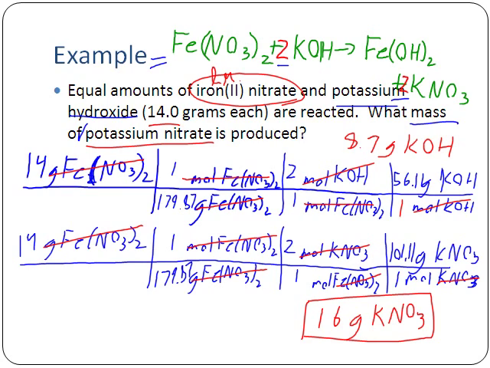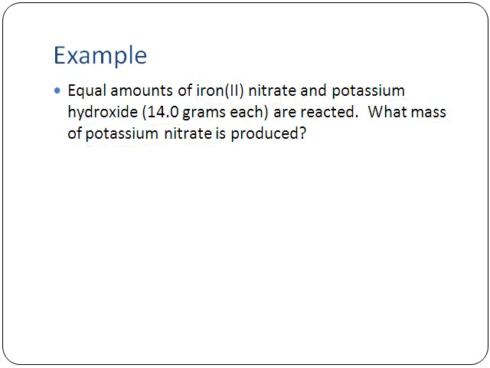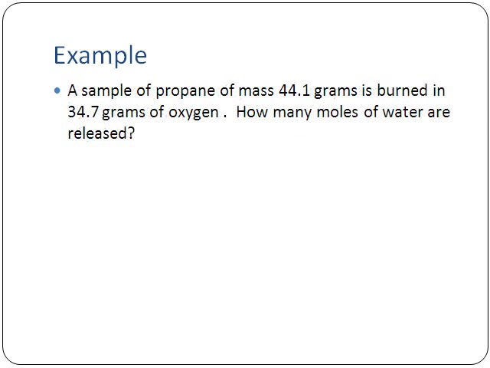Let's take a look at another one. Okay, a sample of propane of mass 44.1 grams is burned in 34.7 grams of oxygen. How many moles of water are released? And so to set this up, our first step, as we said, is to write out the chemical equation.